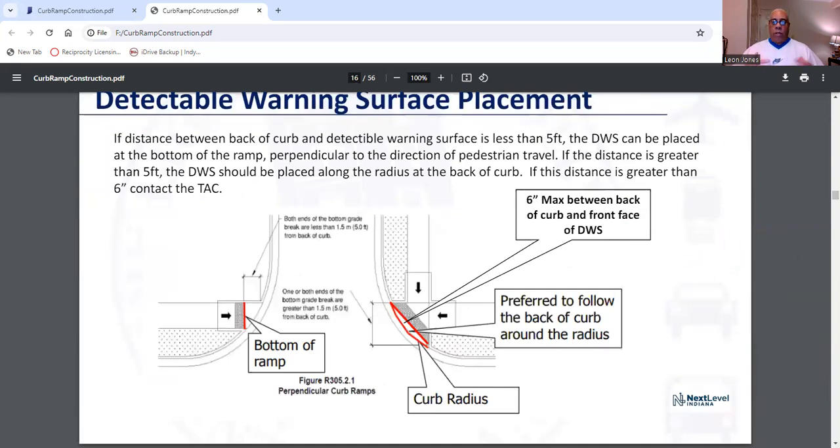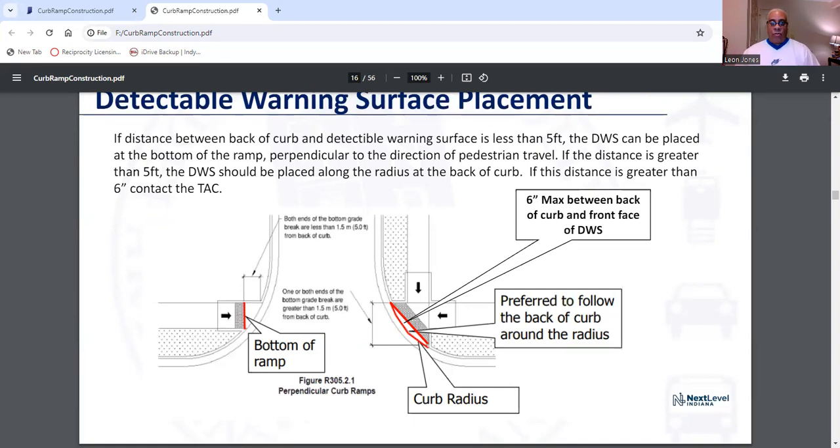So if the distance between the back of curb and detectable warning surface is less than 5 feet, the detectable warning surface can be placed at the bottom of the ramp perpendicular to the direction of pedestrian travel. So if the distance is greater than 5 feet, then the detectable warning surface should be placed along the radius at the back of the curb. If this distance is greater than 6 inches, contact TAC. You're going to need a tip.